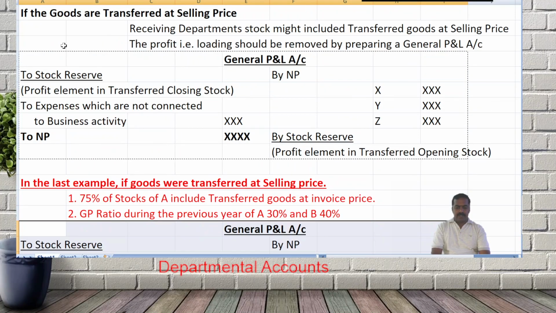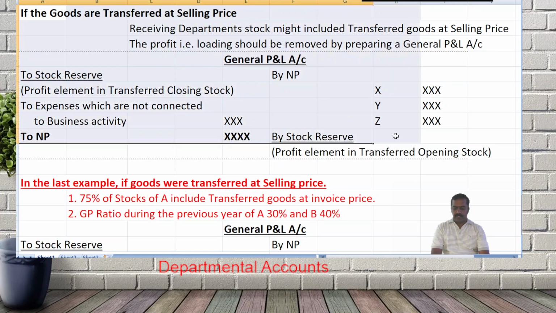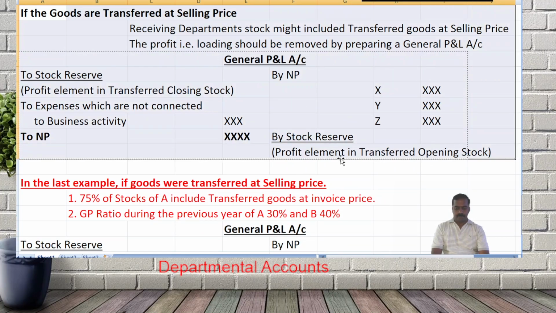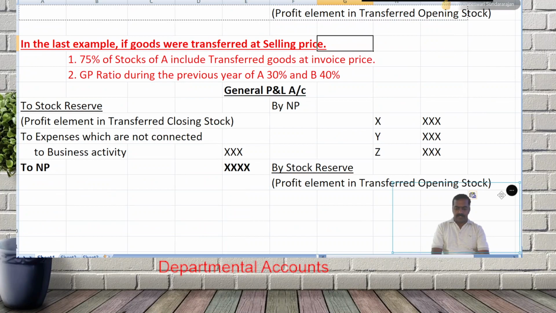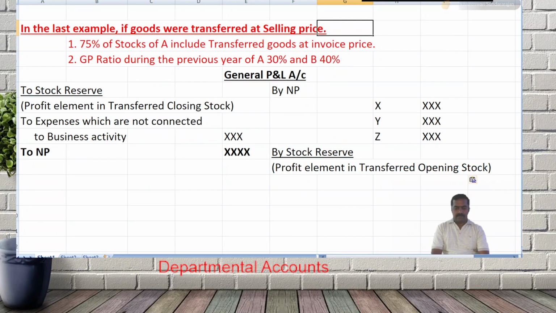Have we copied this part? I mean, this part is over, the first part. In the last example, the goods were transferred at selling price. Copy this, then we will proceed. Now here you have to make a lot of understanding, pay attention.